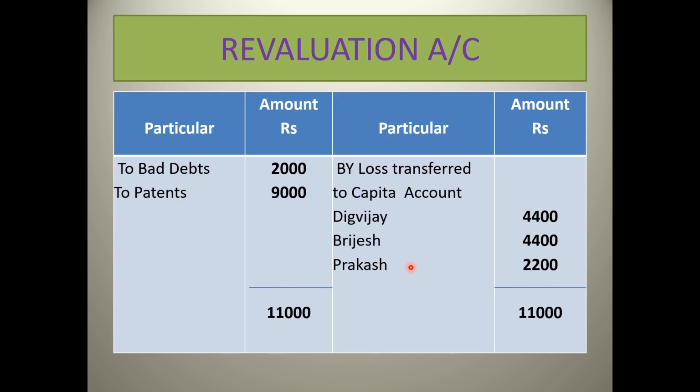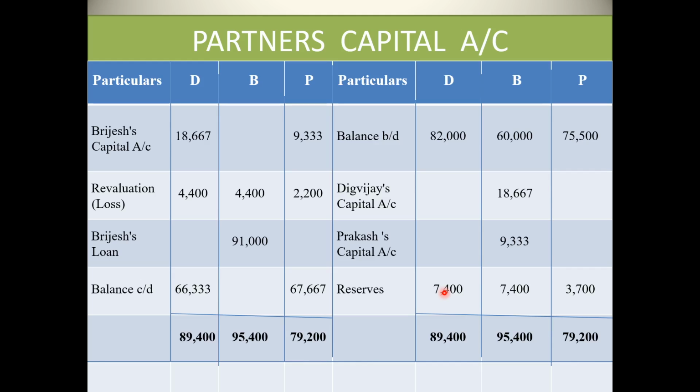The old ratio was 2:1:1. So Digvijay's share is 4,400, Brajesh's share is also 4,400, and Prakash's share is 2,200. This is the loss on revaluation, which is distributed among all partners, including the retiring partner. After that, we will calculate how much amount will be paid to the retiring partner. Here the retiring partner is Brajesh. How much amount is payable to Brajesh, we have to calculate by opening the partners' capital account.